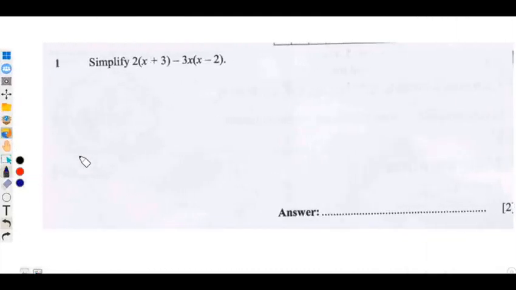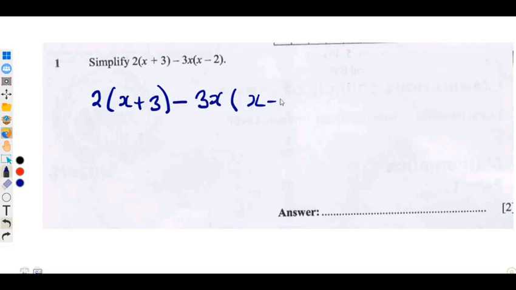Alright, so here is our question 1, simplify. We are simplifying 2 open bracket x plus 3 close minus 3x open bracket x minus 2 close. The way we can simplify this, we are going to start by opening the brackets by multiplying 2 times x. We have 2x plus 2 times 3, it's 6, minus 3x times x, we are going to have 3x squared. When you multiply a variable with another variable, it will be squared. Then negative times negative is a positive. 3 times 2 is 6. Then there is this x, so we include x.